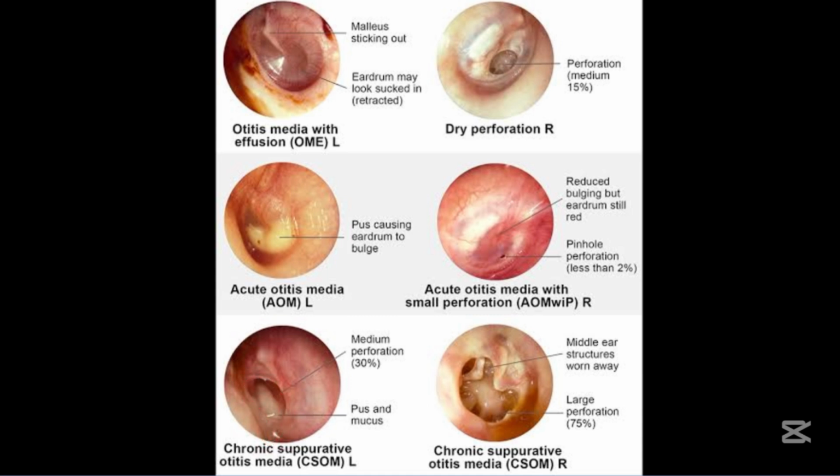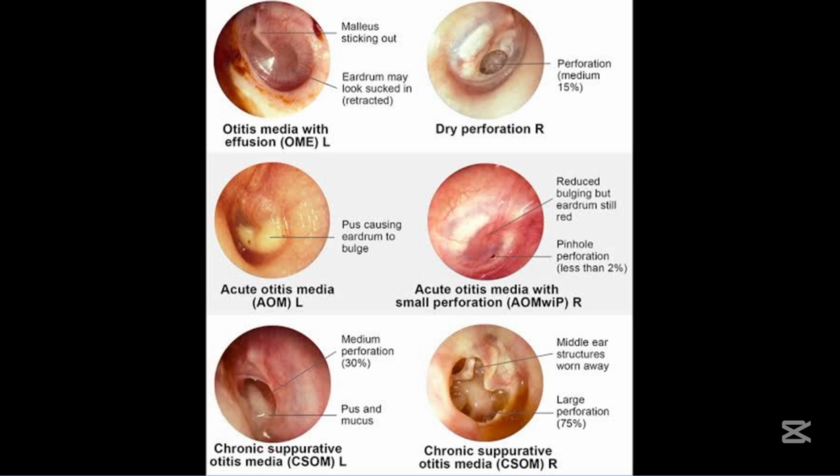So the perforations are described as central and marginal perforations also. For a central perforation, it's not necessary that it is present in the center, but all around the perforation, the remnant of the tympanic membrane would be there. Here you see the remnant of the tympanic membrane is there. So it would be labeled as a central perforation.